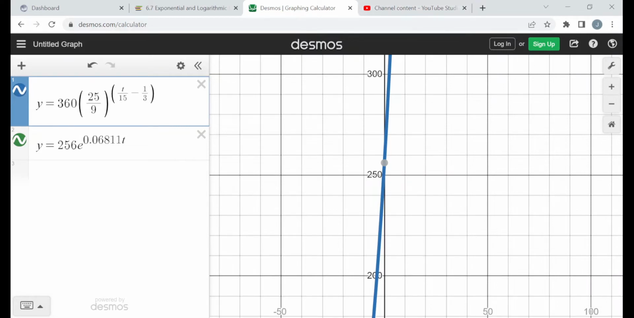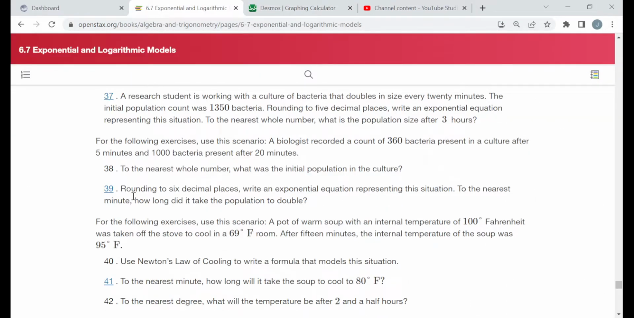Okay, so back to the assignment. So now we can use this to, rounding to 6 decimal places, write an exponential equation. Actually, to 6 decimal places, 0.06811 would still be the value of k. So I already wrote that exponential equation. That was 256 times e to the 0.06811 t, right? And then, to the nearest minute, how long did it take the population to double?